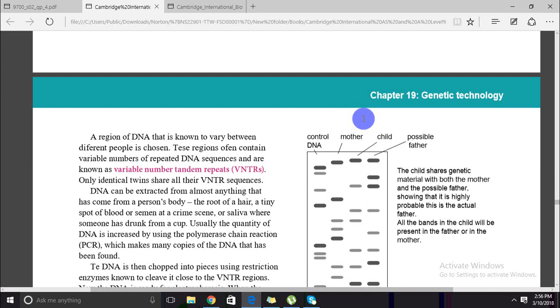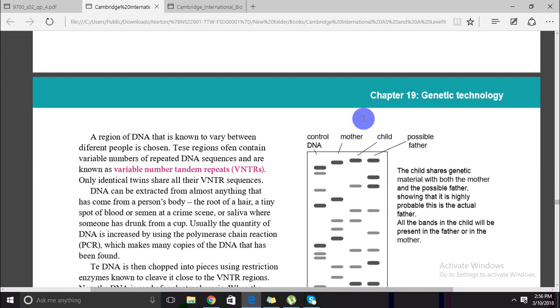Regions contain something called VNTRs, which are variable number of repeated DNA sequences. So at that position, most people would have the same repeat sequences, but the number would vary between people. So if there was a repeat sequence GAC, the people would have this sequence at the same spot, but just how many repeats of GAC the person has would be different.